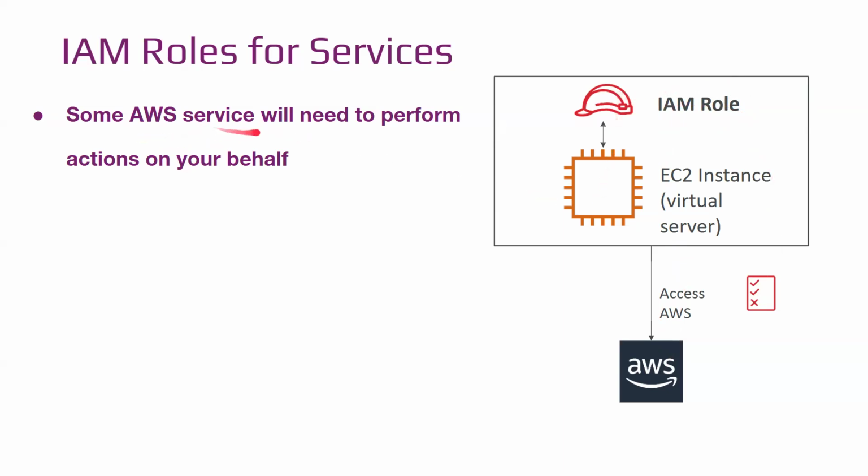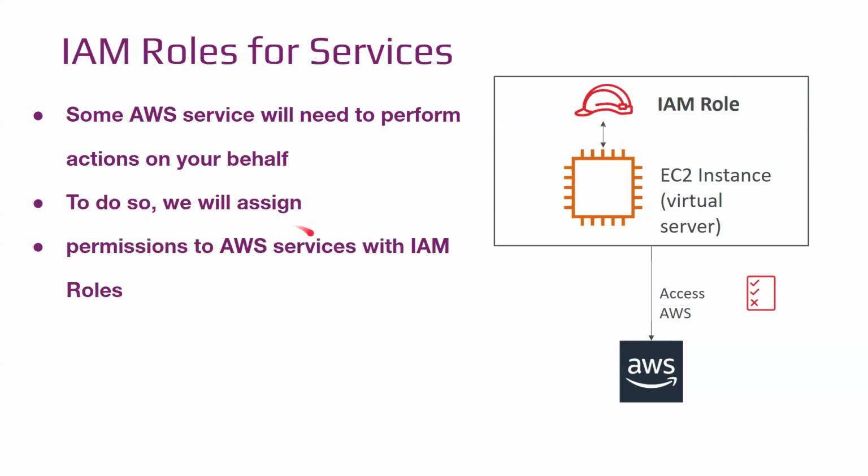Some AWS services need to perform actions on your behalf. That means this EC2 should be able to do some action without intervention, right? To do so, we assign permissions to AWS services with IAM roles. Using roles, we can attach the permissions to the service.